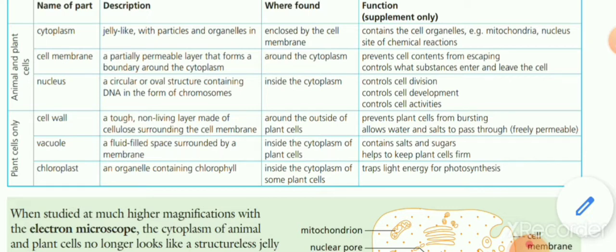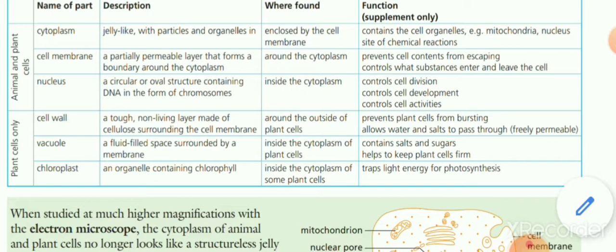Its location is just like other organelles; it is present inside the cytoplasm. Its role is to control cell division, cell development, and cell activities. Remember that when it comes to cell division, the cell needs a message, some instructions. The role of the nucleus is to provide it with such instructions in the genes.